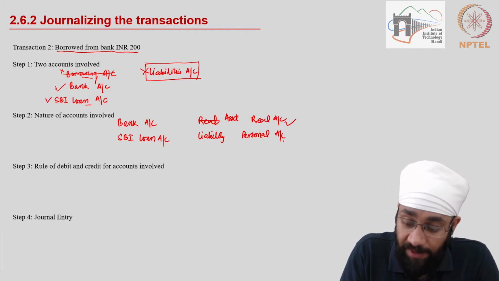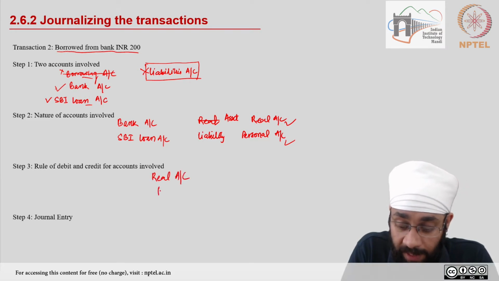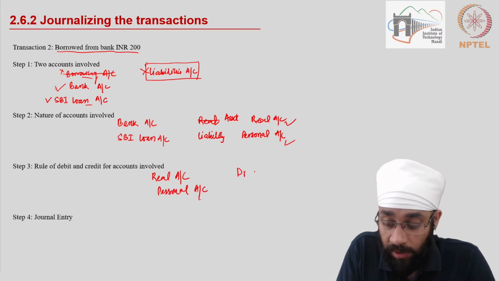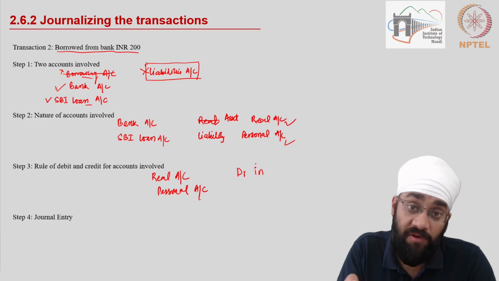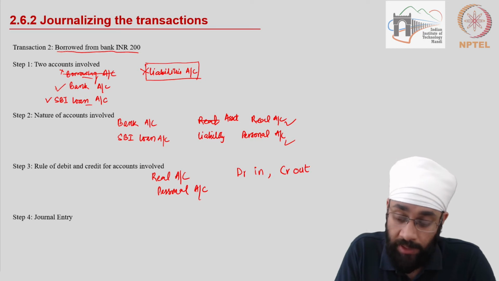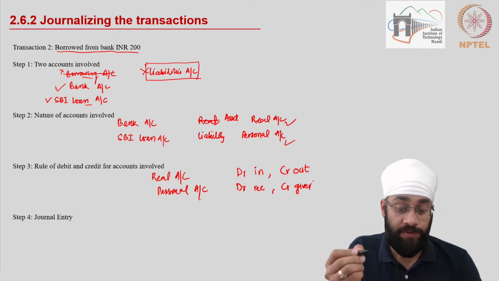Alright, having identified the two types of accounts, we have to figure out the rule of debit and credit for these two types of accounts. So for real account, debit what comes in. Again, I'm writing in shorthand, and credit what goes out. Personal account, debit the receiver and credit the giver. These are the two rules.